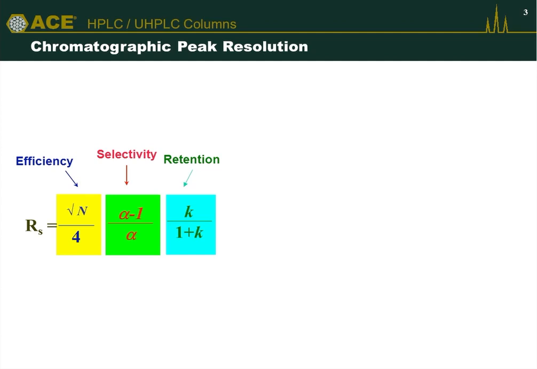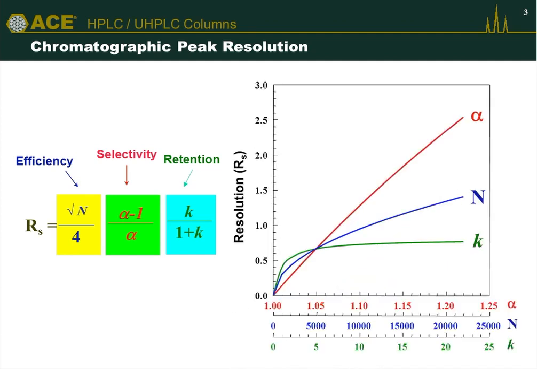Now, resolution from the resolution equation is made up of three main parts. There is an efficiency term, a selectivity term, and a retention term. Just by looking at this equation, it is not clear which is the most powerful term in that equation. However, if we look at the equation in this way, with this graph that was published a long time ago now, back in 1999, we can understand the relationship between each of those components and resolution. And it's clear to see from the graph that selectivity alpha has an almost linear relationship with resolution. It's a very powerful term.